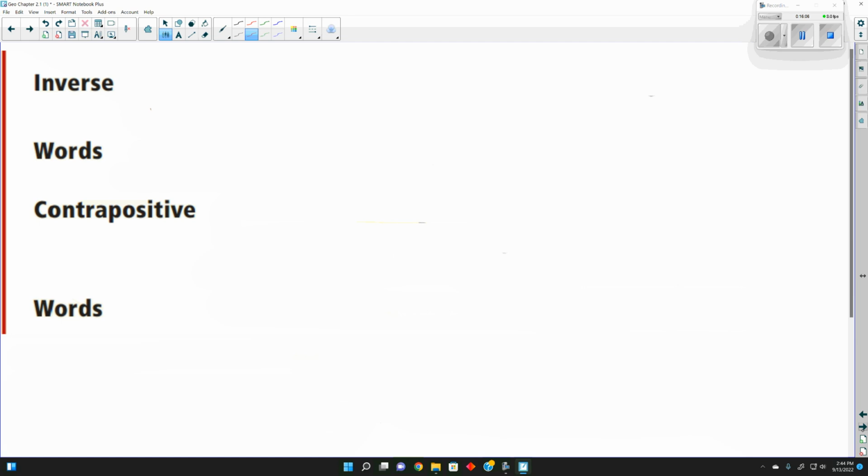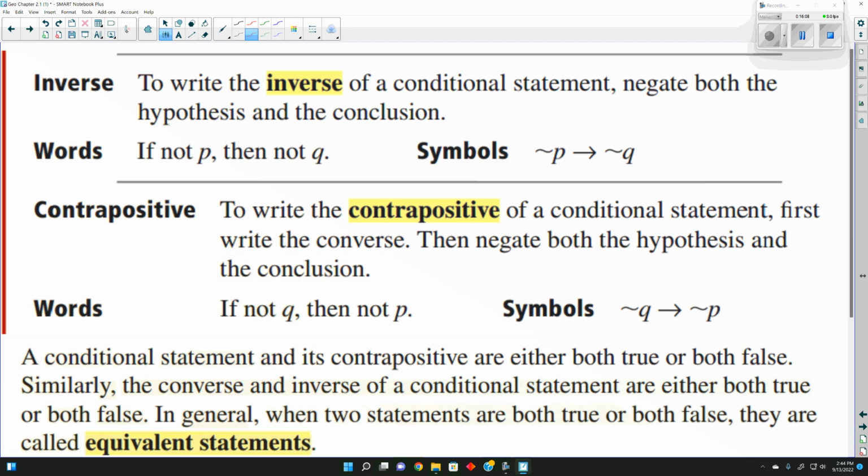The next one we have is the inverse. To write the inverse, we write the conditional statement, but we negate both. That is a lot of words. So our original statement, but we negate both.